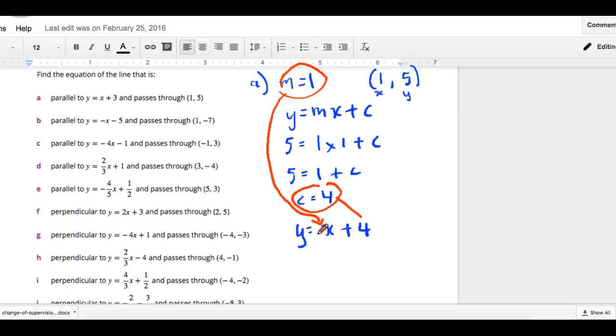That's a number that goes in front of the x. So the equation that is parallel to y equals x plus 3 and passes through 1, 5 is y equals x plus 4.